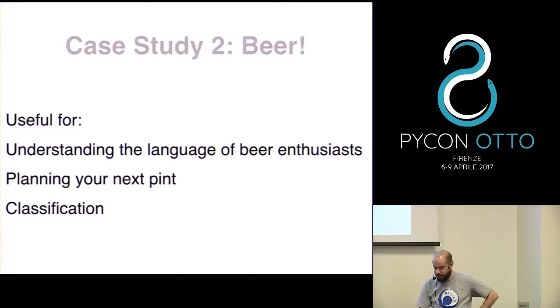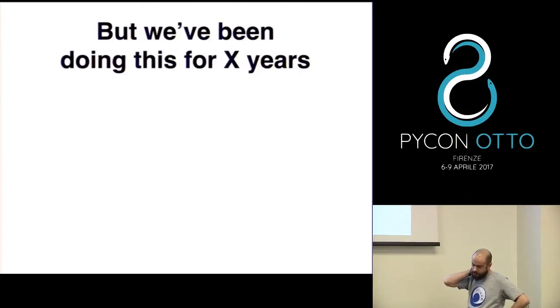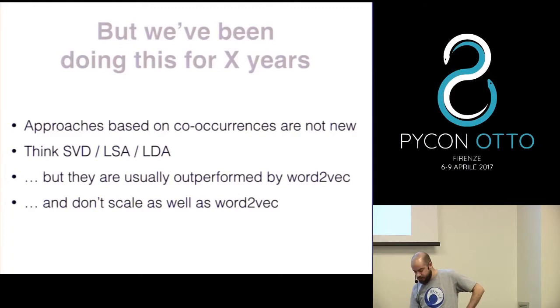Okay, now kind of just wrapping up. So this is nothing new in a sense, because we've been doing stuff based on co-occurrences for a while, and I want to mention a few examples, LSA, LDA, these algorithms, they've been around for a while, and they're all based on co-occurrences, but word embeddings learned with word2vec or similar algorithms usually produce a much better representation of your data, so the traditional approaches are kind of outperformed, and word2vec also scales much, much better. So you have a large scale opportunity here compared to all these other traditional approaches.